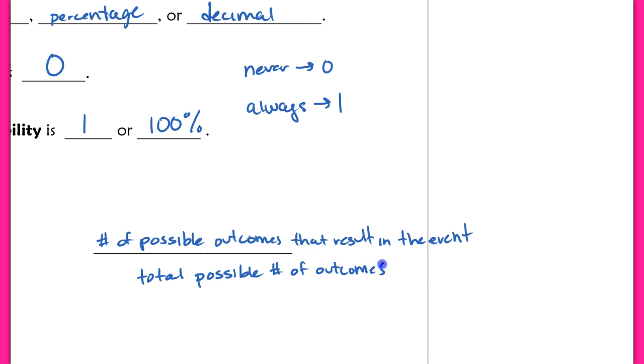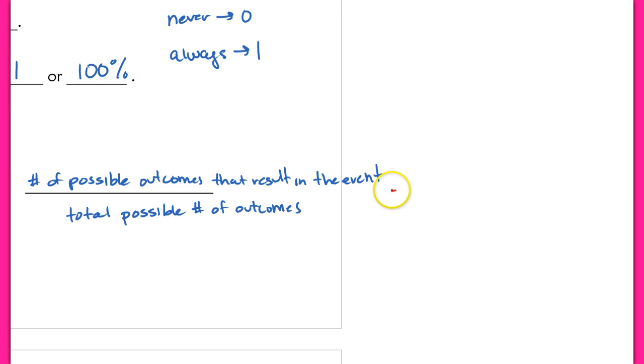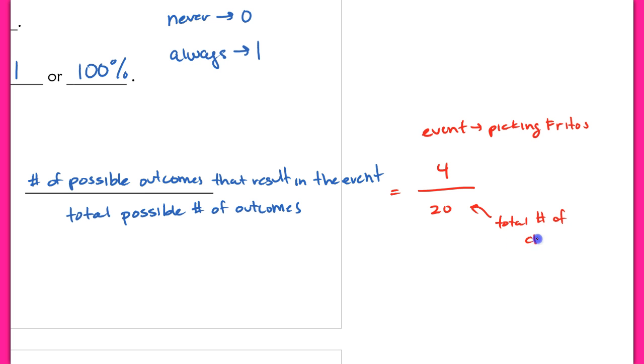So above, just to tie that back to the last example that we showed, we had the total number of Fritos options. That was the event. The event was picking Fritos. So that had a possible 4 outcomes. And the total possible number of outcomes was the total number of chips in that box. Okay, so that was why we did 4 over 20 to get 1 out of 5.